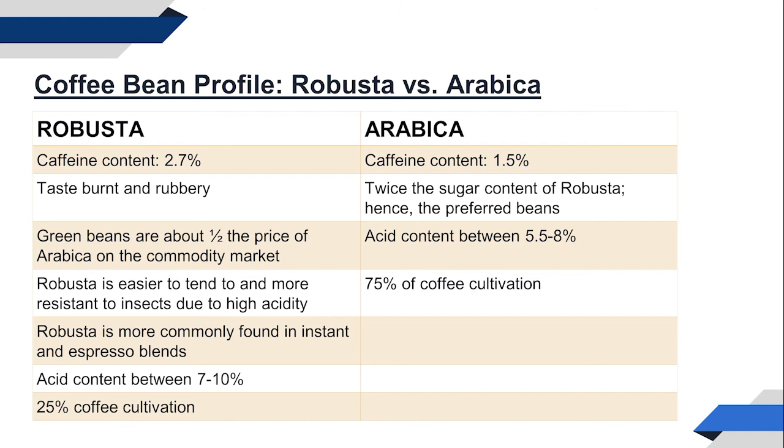Now we jump over to the most popular type of bean cultivated throughout the world, and that's the Arabica. The caffeine content is about 1.5%. It has twice the sugar, and the acid content is between 5 and 5.8%. But the big thing is right here: it's 75% of coffee cultivation. 75% of coffee around the world is in the form of Arabica coffee. So these are just the two types of coffee and how much is produced worldwide.